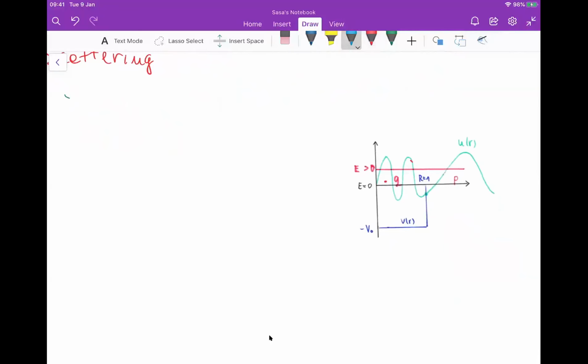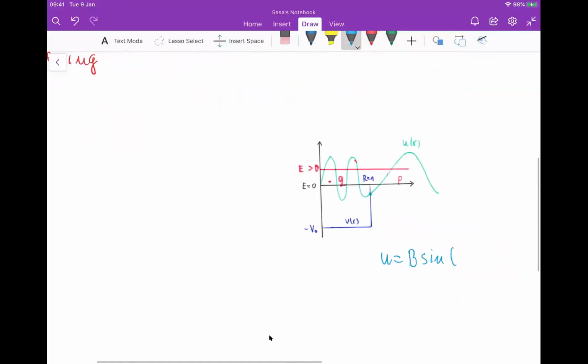So we have u, again here, will be some B times sin(pr plus delta). This is the phase shift we want to determine.